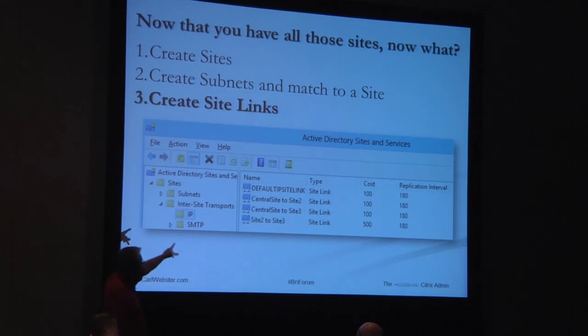So it knows that when it creates the replication topology, it can go from central site to site 2, central site to site 3. So if it has to go from site 2 to site 3, it'll go from site 2 up to the central site, down to site 3. If it loses that link, it knows, okay, now I can use that link from site 2 to site 3, but only as a last-ditch effort.